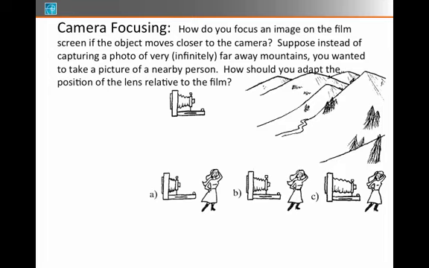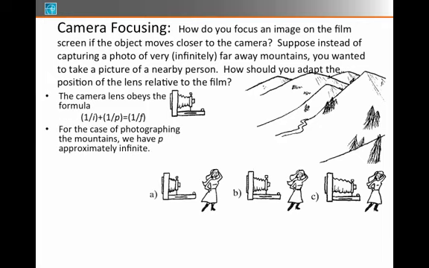But then, just like our eyes need to adapt, if we wanted to take a picture of something nearby, like a person standing in front of us, then we would need to adapt the camera. So the question is, how does the camera adapt to take a picture of a nearer object like a person as opposed to those distant mountains? Well, again, let's think back to that equation that the camera obeys. It's 1/I + 1/p = 1/f.